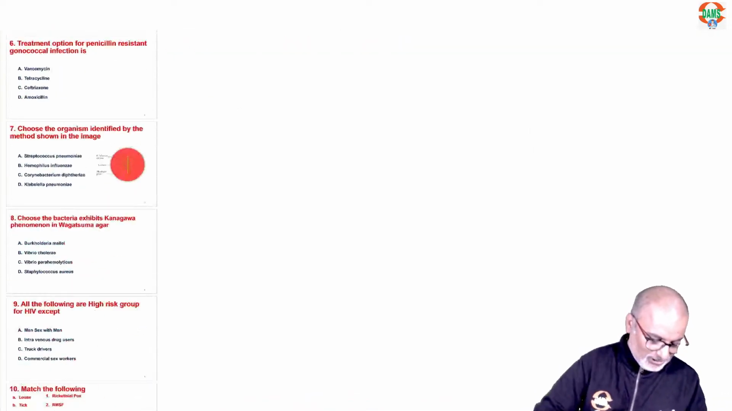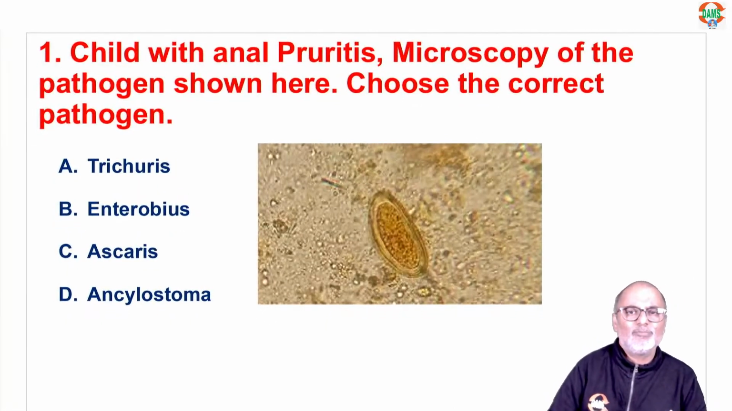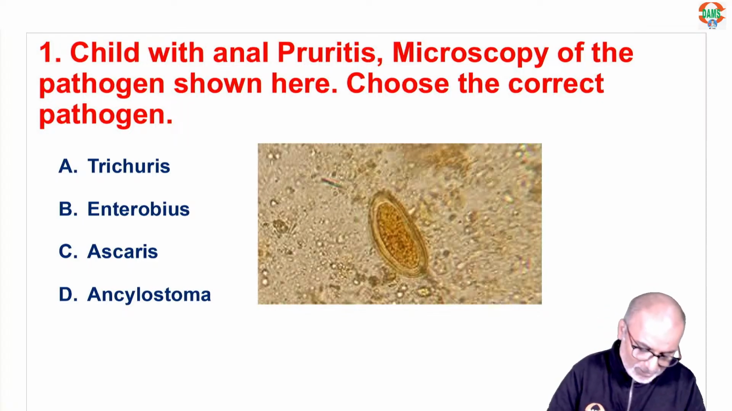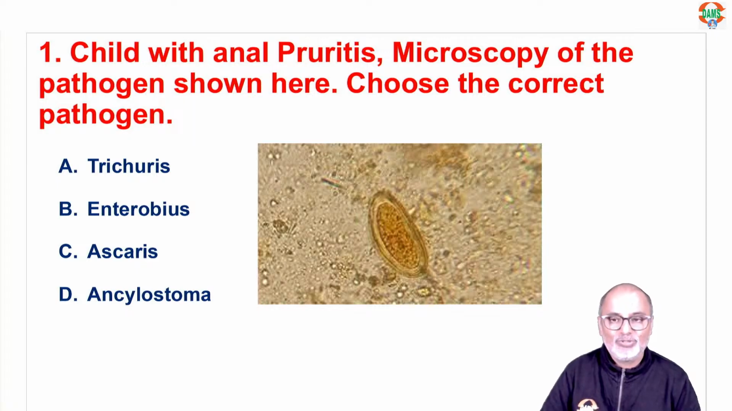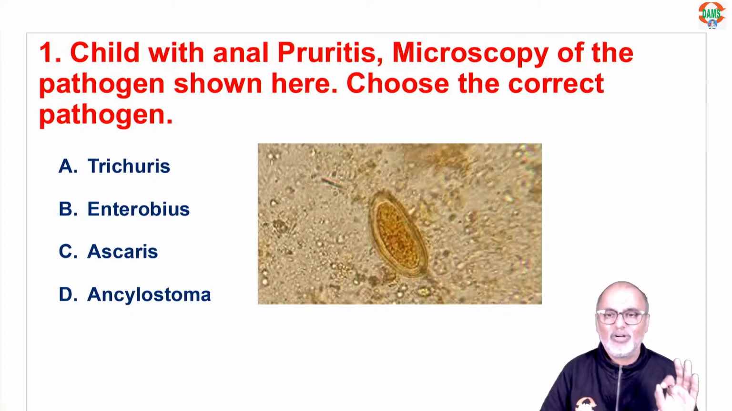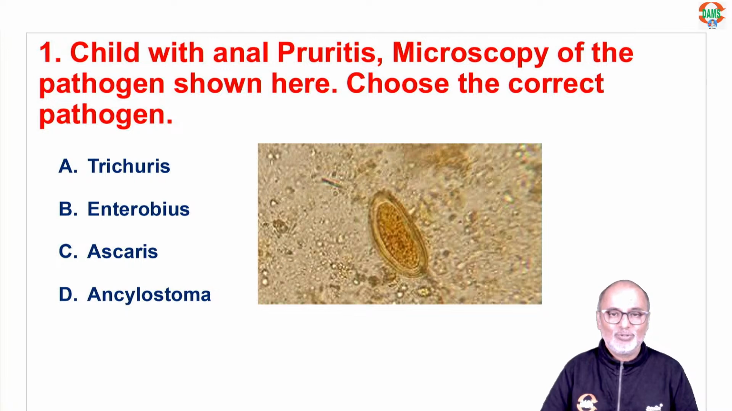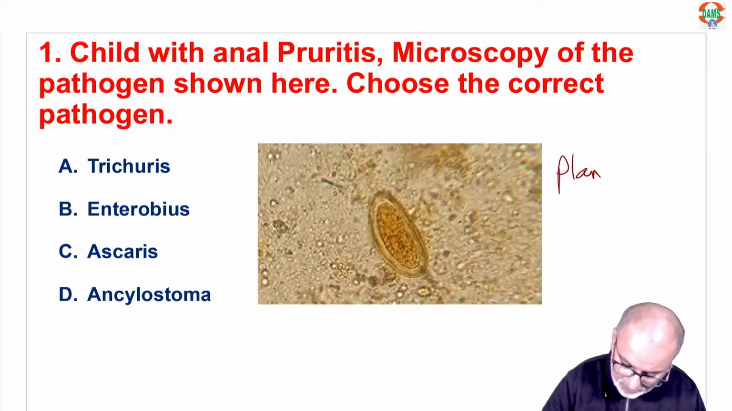Yeah. First question. Child with anal pruritis, microscopy of the pathogen shown here. Choose the correct pathogen. You are all aware of that. It is a kidney-shaped egg. So you must know about all the eggs. Any microbiology competitive exam, parasitology, it should be a cakewalk to you. So it is a plano-convex egg. Plano-convex, kidney-shaped egg.